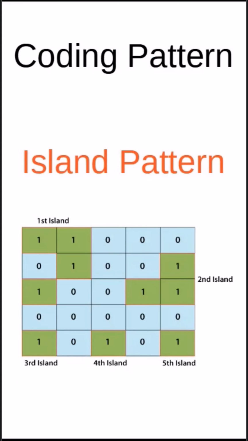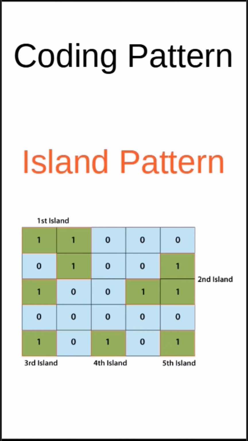We are going to discuss the island coding pattern. This pattern is used when we are dealing with a grid-like structure containing interconnected land masses known as islands. Imagine a grid where 1 represents land and 0 represents water. An island is a group of adjacent land cells surrounded by water. So why is this pattern useful? Well, it's essential for various problems like finding the number of islands, determining the size of each island, or even finding the perimeter of an island within a grid.